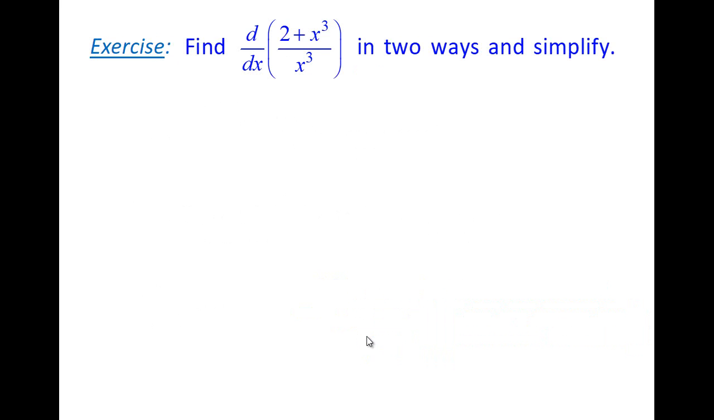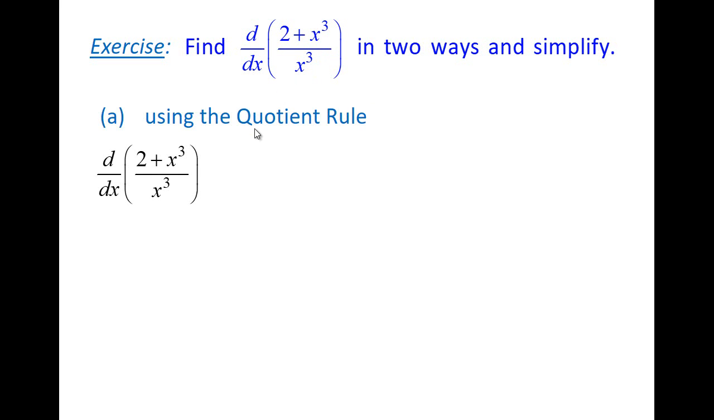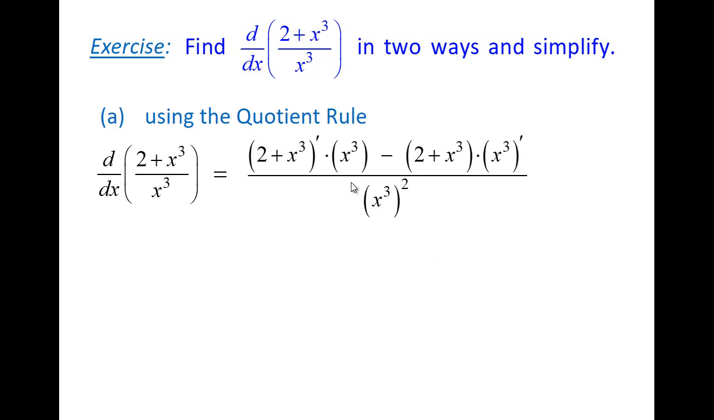Okay, so let's find the derivative of the ratio 2 plus x cubed over x cubed. And we're going to find the derivative two different ways. In the first way, we're going to find the derivative by using the quotient rule, and then we will find the derivative without using the quotient rule. So let's use the quotient rule. The derivative of this quotient would be equal to the fraction where the numerator is the derivative of the top times the bottom minus the top multiplied by the derivative of the bottom, divided by the square of the bottom.